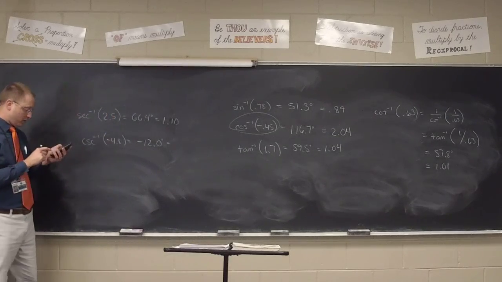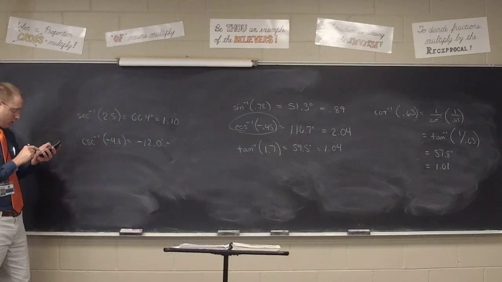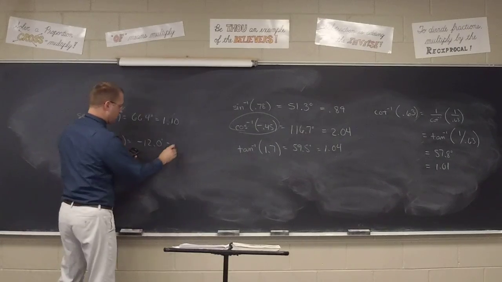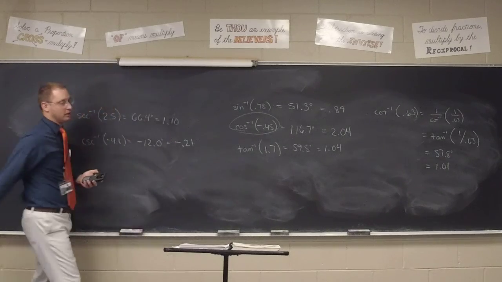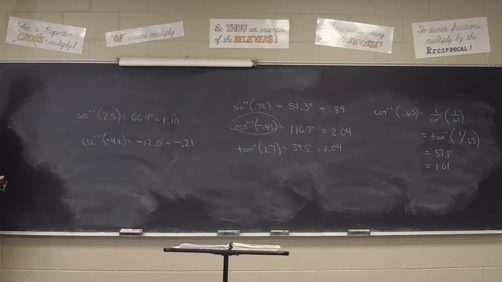And of course, we can also put that into the radian mode. Negative 4.8 reciprocal arc sine. And we get negative 0.29. And there we go. Questions on this?